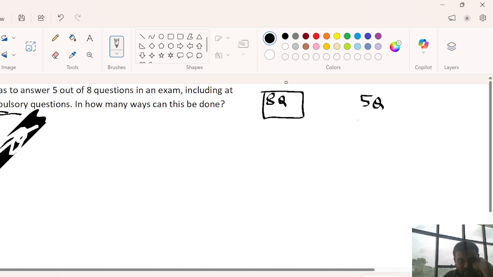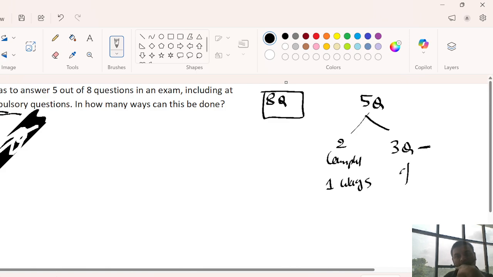Guys, in the 5 questions he has to give 2 compulsory questions. So 2 compulsory questions will be answered in one way. And how many remaining questions are there? 3 questions are there. And for these 3 questions, from the remaining questions, he can choose any of the questions. So totally he has to answer 5 questions.